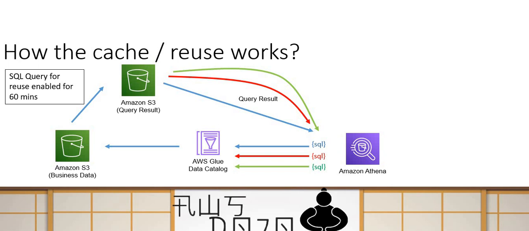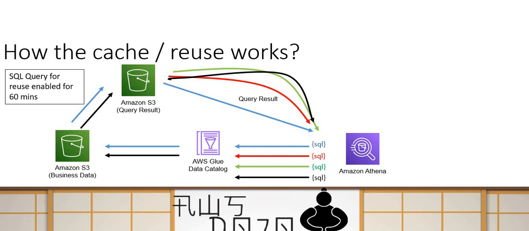After the reuse time, if I run this query, it will behave like the first query. So first you will run the query, then it will go to the business data, scan the data, store the query result in the S3 bucket, and then derive it from the query result S3 bucket. So that's how this whole configuration works. For the query, you can configure the reuse time period and enable it, and once you do that, within that reuse time period, if the same query is run again, your data is not scanned at all.